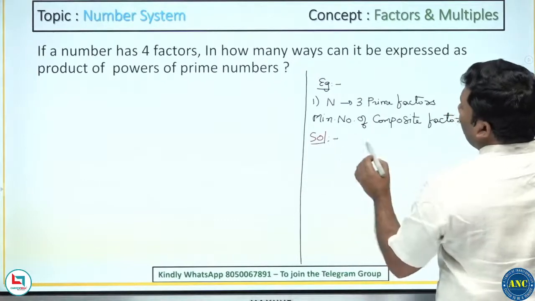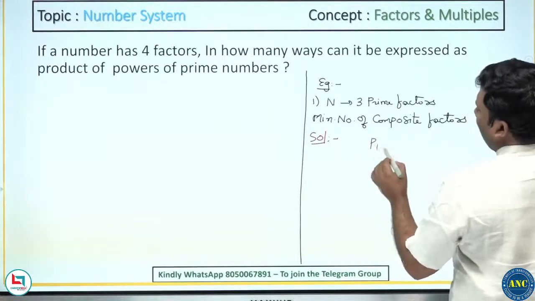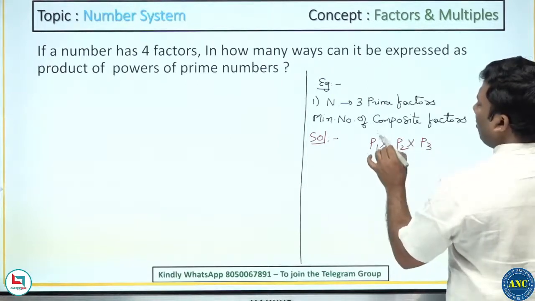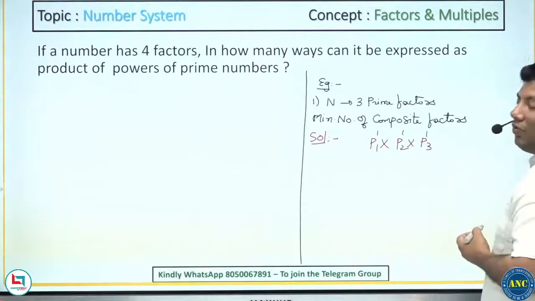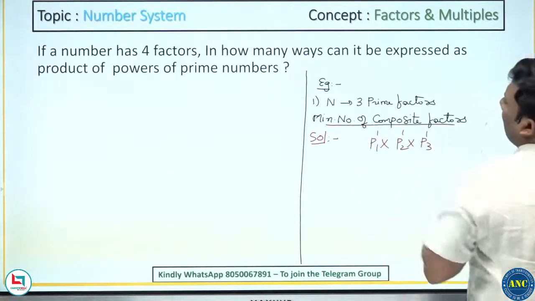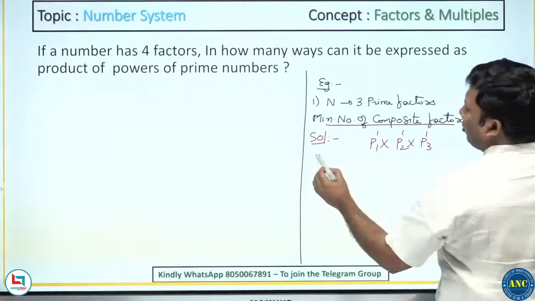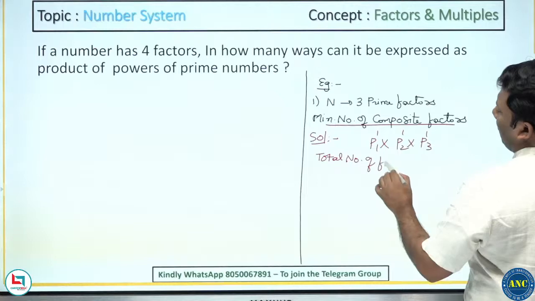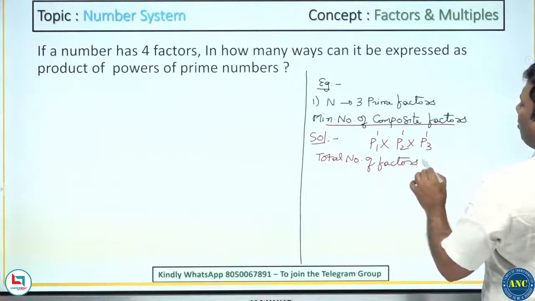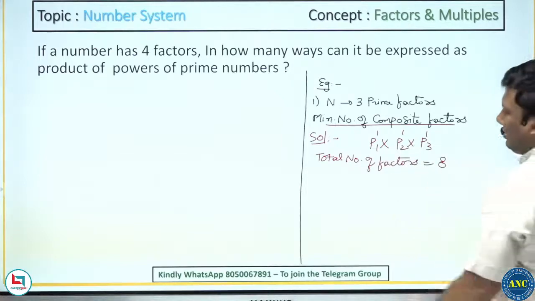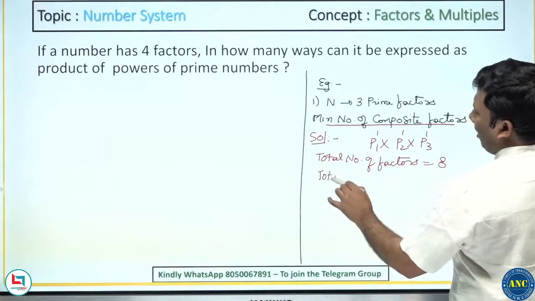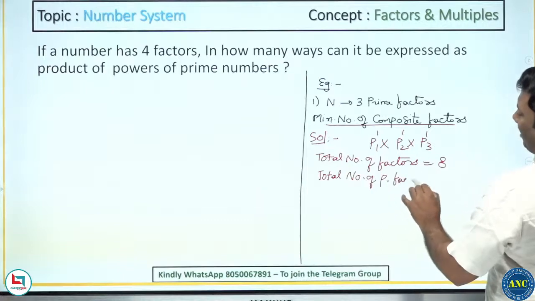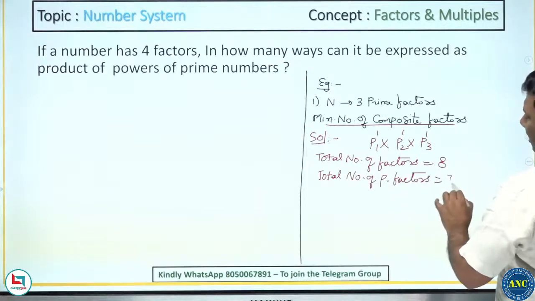Minimum, it has got 3 prime factors, P1, P2 and P3. Power cannot be 0, so power minimum has to be 1 to find the minimum number of composite factors. So the total number of factors will be 0 to 1, 0 to 1, 0 to 1. Total number of factors is 8. And total number of prime factors, P1, P2, P3, is 3.